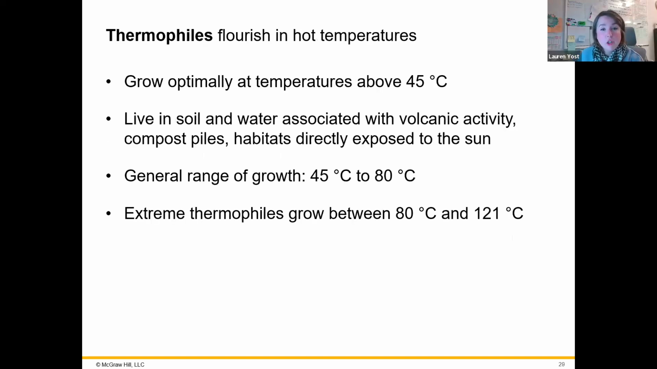Thermophiles prefer it hotter, generally above 45 degrees Celsius, but usually still below boiling. But if you get up into favoring anything boiling or above, now we're talking about our extreme thermophiles and living in things like the deep sea vents and stuff like that.